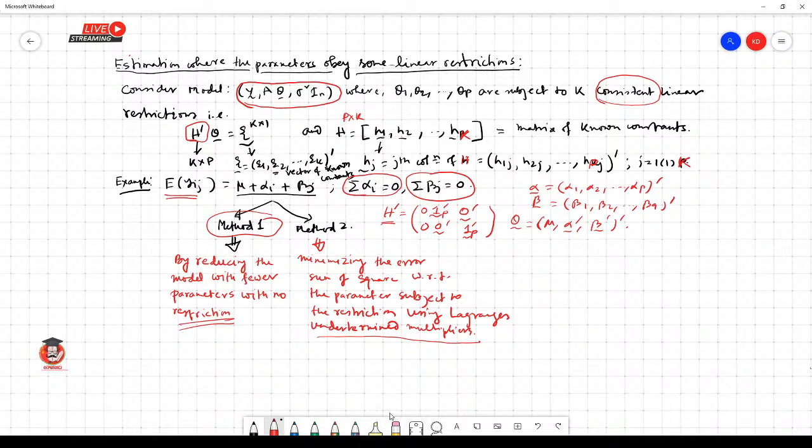So do you have any problem regarding this, up to this part? I just introduced the problem. Please tell me. Before going on to discuss method 1 and method 2, do you have any problem? Ruchira, Shubhadeep, Shubhrojit, please tell me.